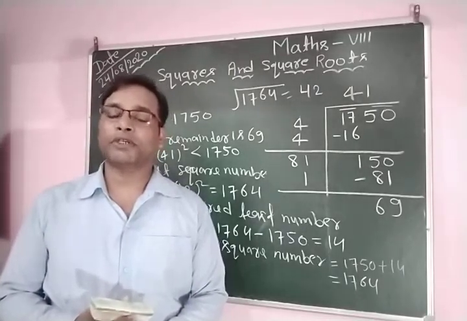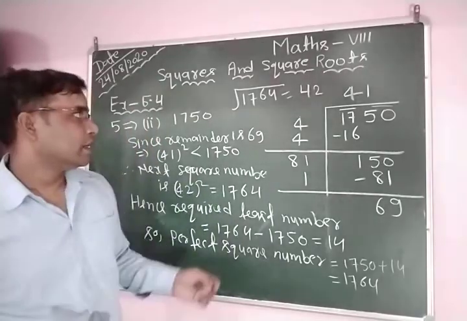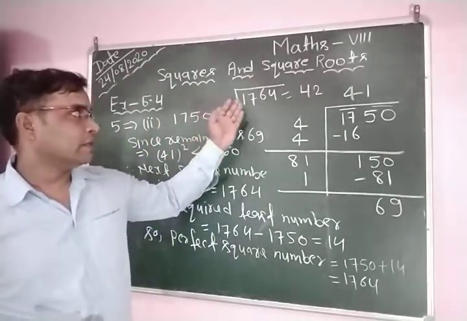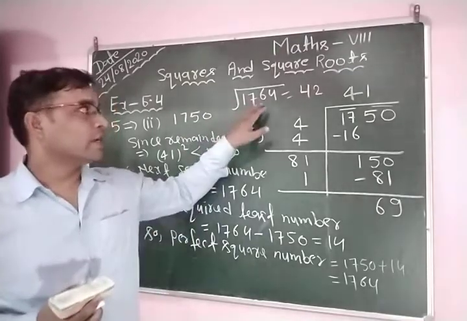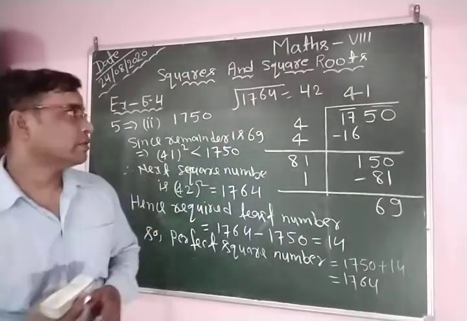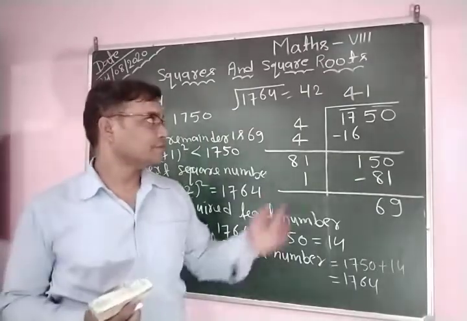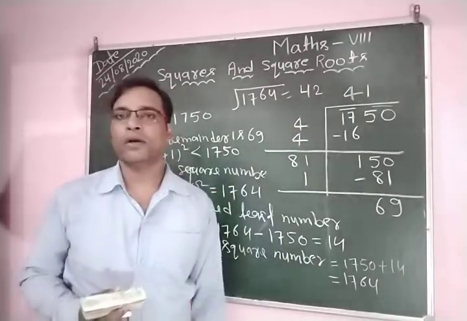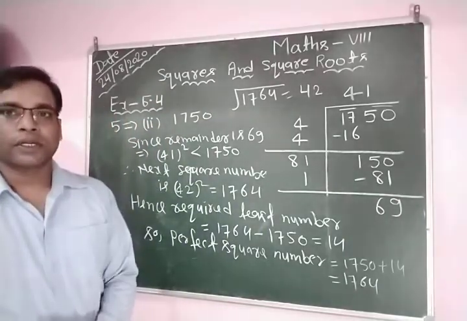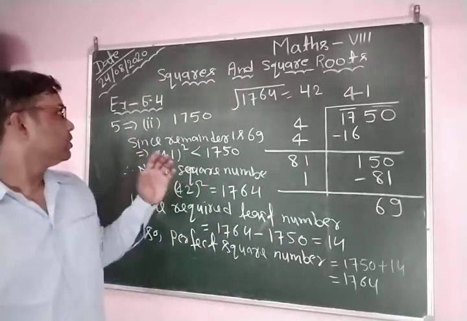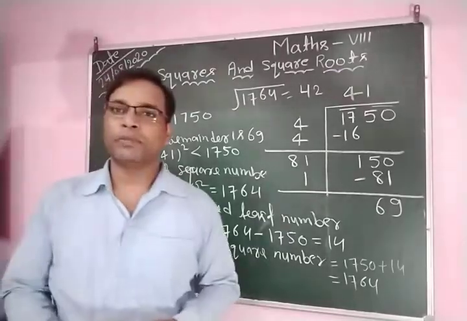Okay, so in this way we find the least number that we add to the given number 1750 so that it becomes a perfect square number. And we find the perfect square number is 1764, and also we find the square root of this number, 1764, is 42. Okay, so students, I hope all of you understood this question. Now we are going to discuss the next question, question number 6.